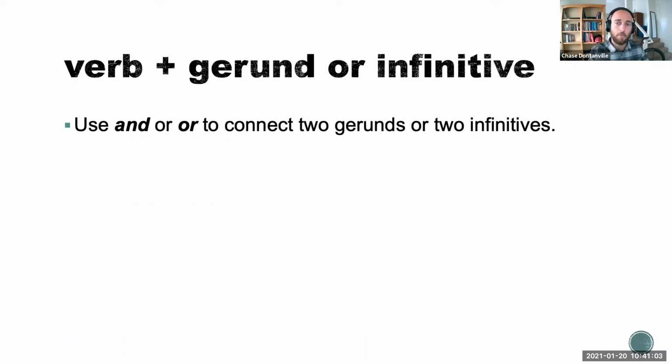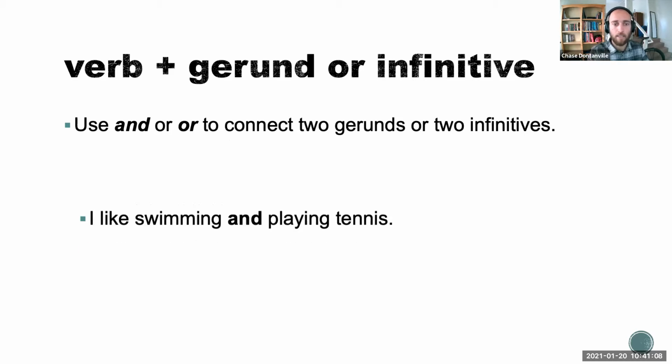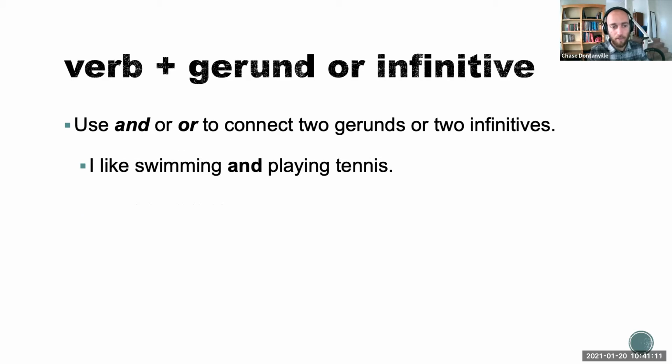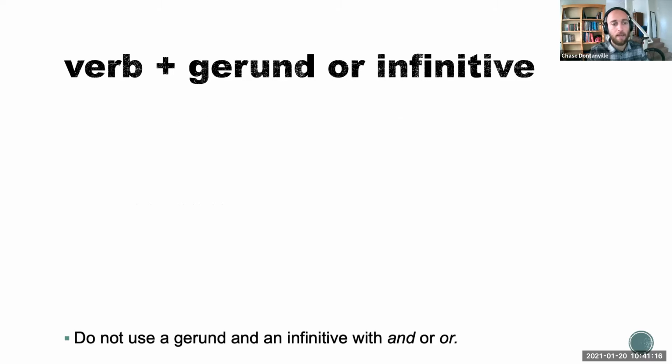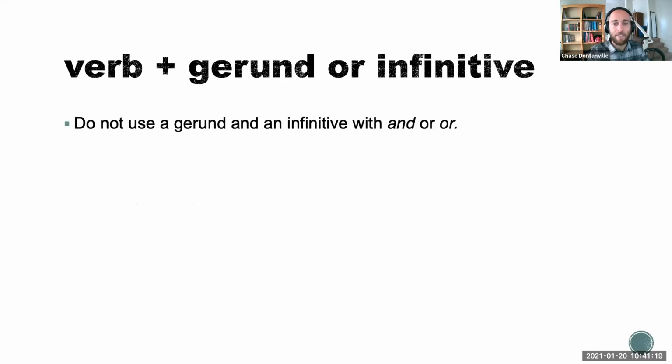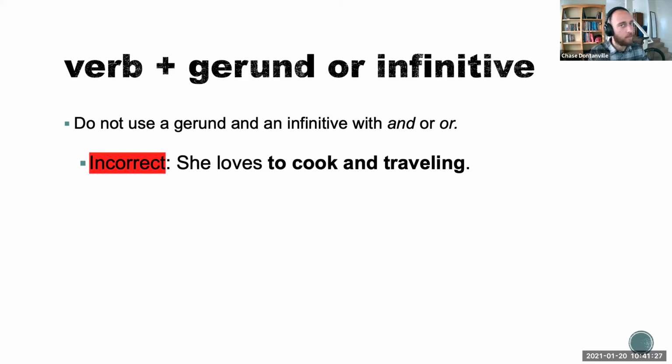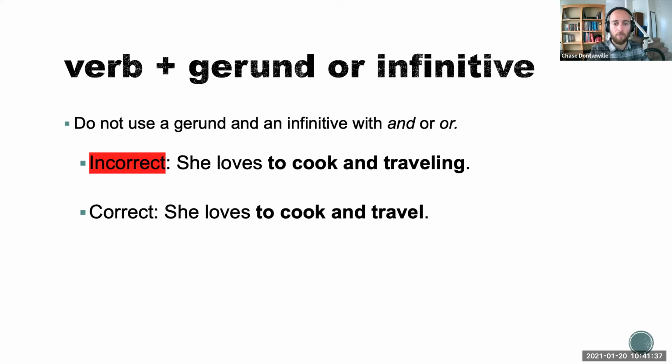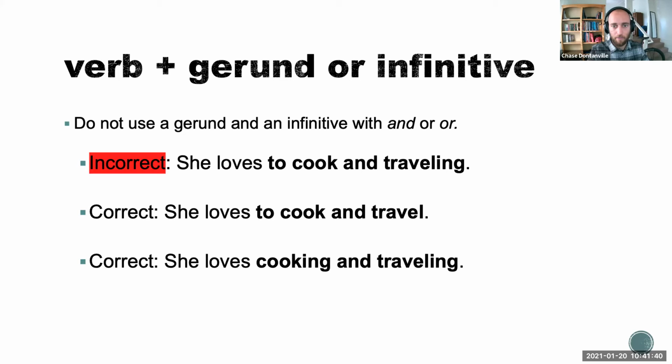If you want to connect two gerunds or two infinitives, use and or or. I like swimming and playing tennis. I prefer to swim or play tennis. Okay? But do not use a gerund and an infinitive with and or or. Don't mix them. So, a bad example: she loves to cook and traveling. No, we have an infinitive and a gerund. We either want two gerunds or two infinitives. Don't mix. She loves to cook and travel. Or she loves cooking and traveling. Okay?